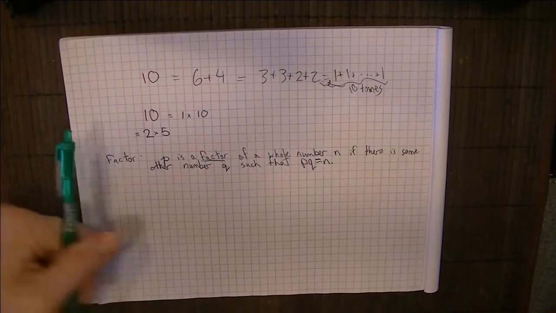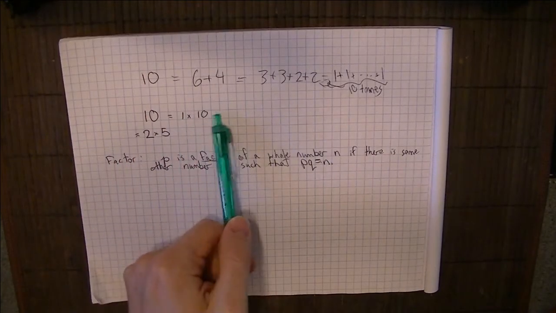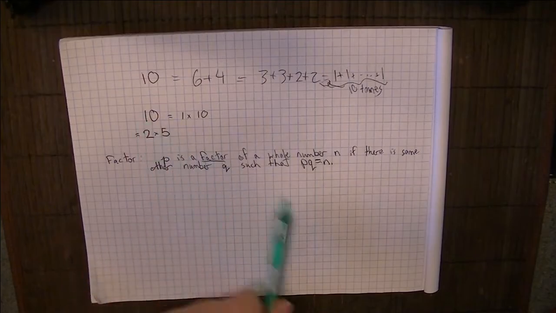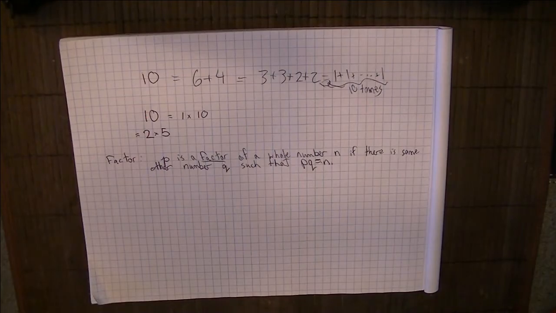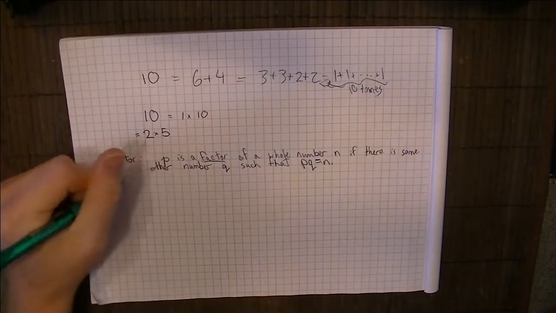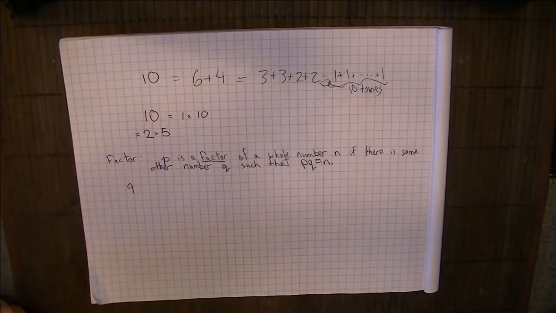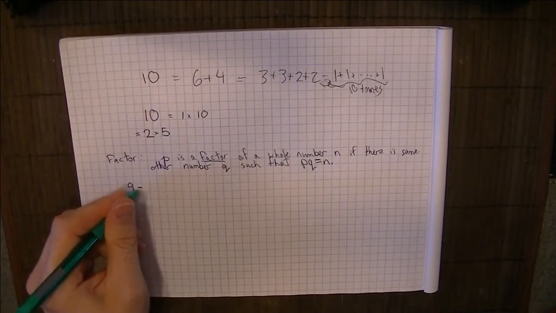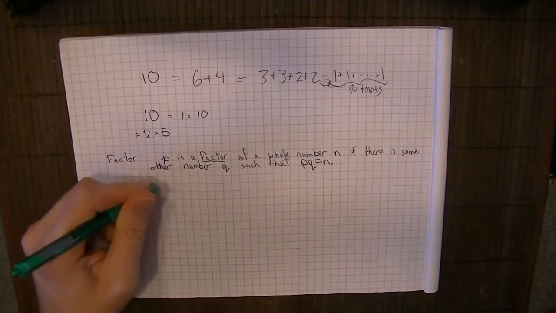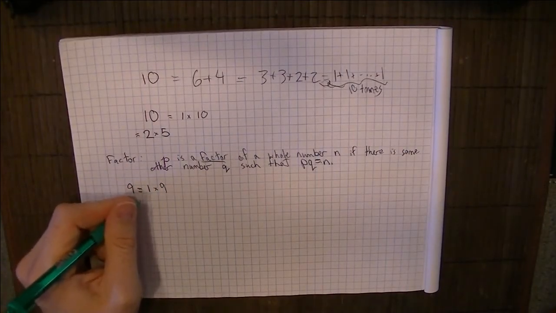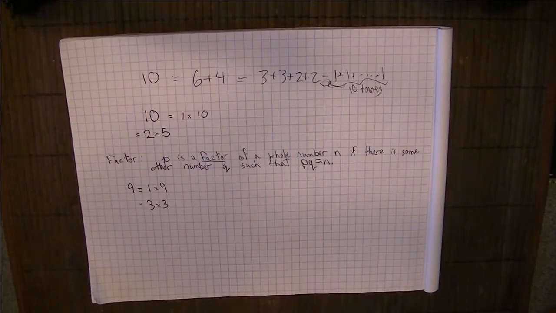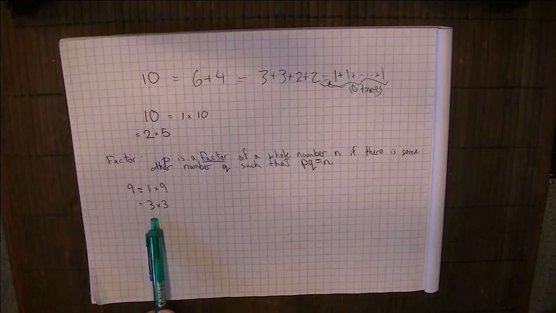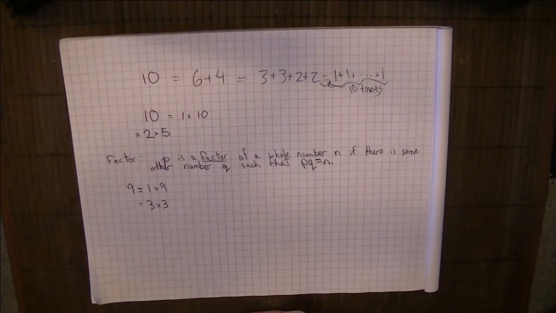Okay, so looking back to 10, 1 is a factor of 10, 10 is a factor of 10, because 1 times 10 is 10, 2 is a factor of 10, and 5 is a factor of 10, because 2 times 5 is 10. Okay, so a few other examples. 9 has factors. We could represent 9 as 1 times 9, which is the boring way, but we could also represent it as 3 times 3. Okay, and 3 is a factor of 9. Notice in this case, the P and the Q happen to be the same number, and that's okay. Okay, so these are the factors of 9.